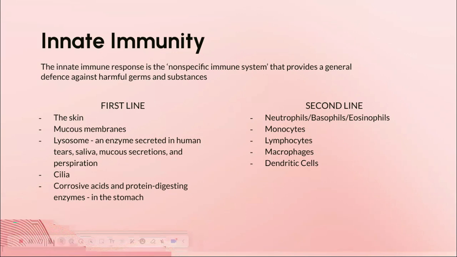and the main job of the innate immune system is to fight harmful substances and germs that enter the body, for instance, through the skin or digestive system. This nonspecific mechanism is fast, while adaptive response takes longer. And the innate immune system can be split into a first line and second line of defense.